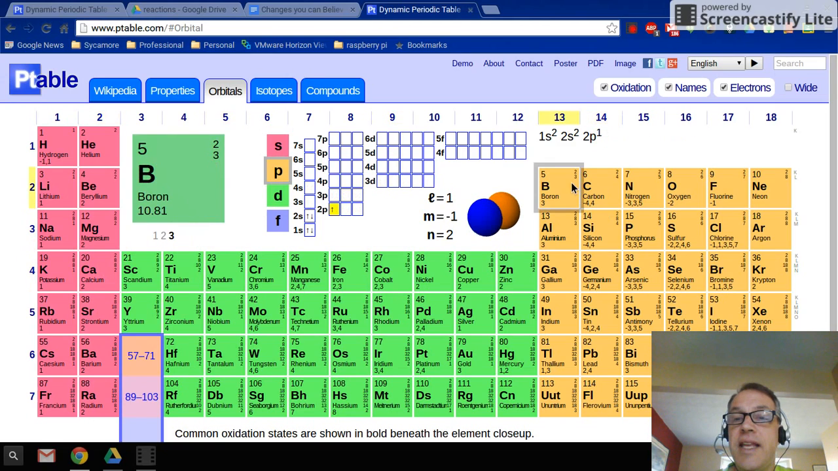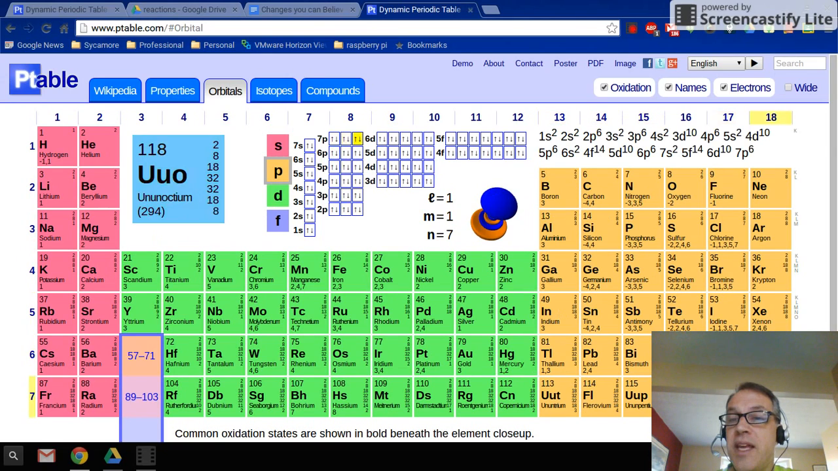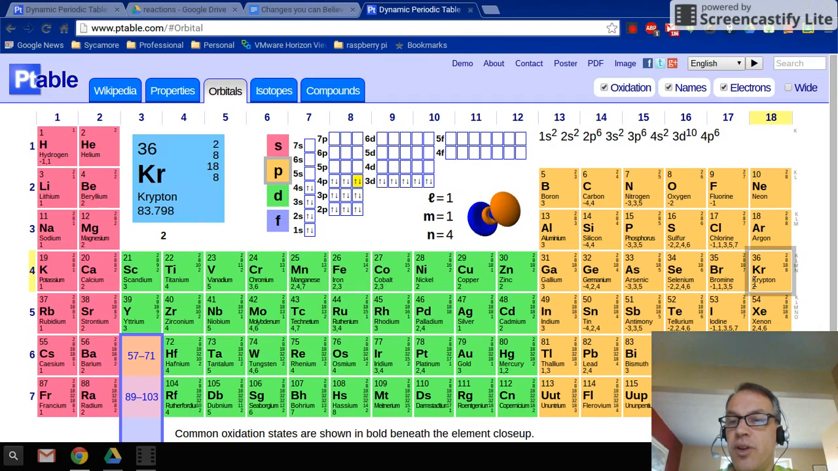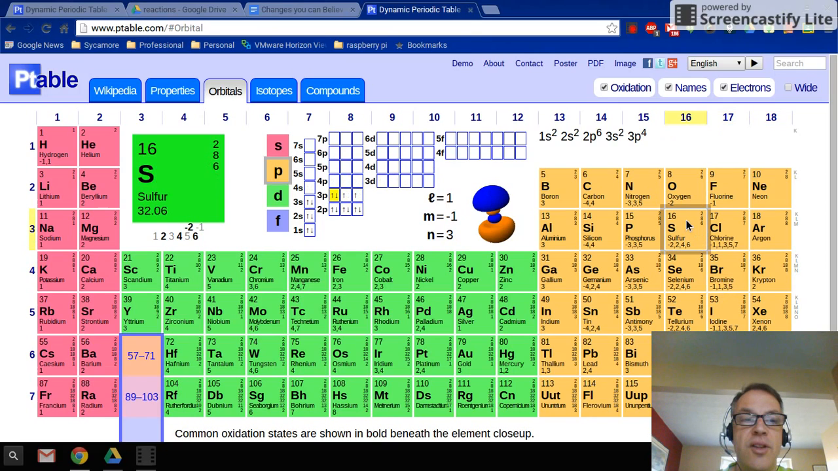All of these over here is what we call the P block. Notice for any one, like krypton, it ends in 4p6. Again, 4 is the period, and then the energy level is the fourth energy level. It ends in p. Again, this one ends in 3p4. That's for sulfur. So these all end in p's.